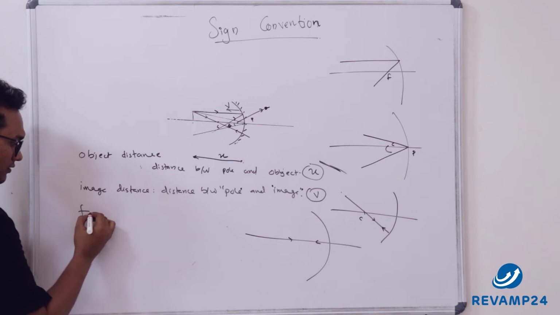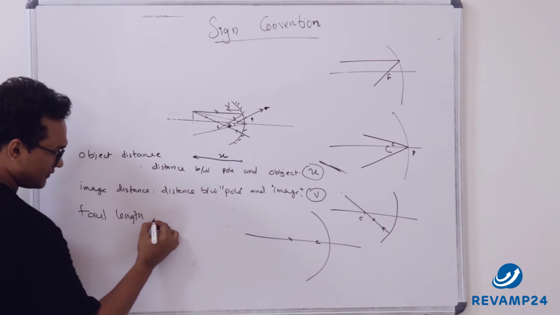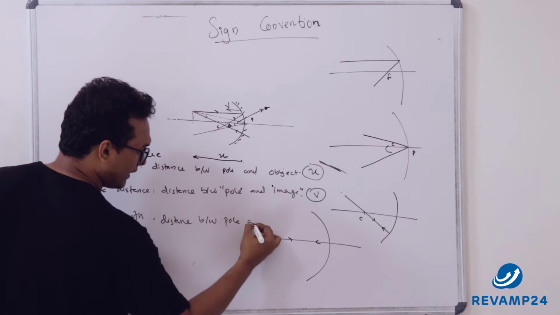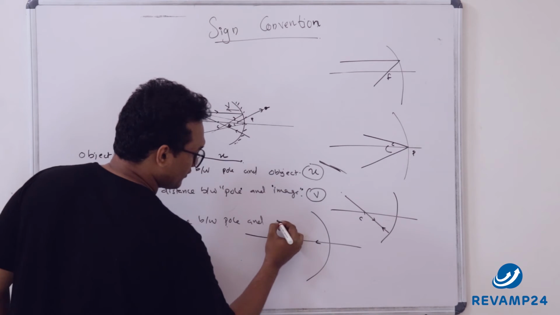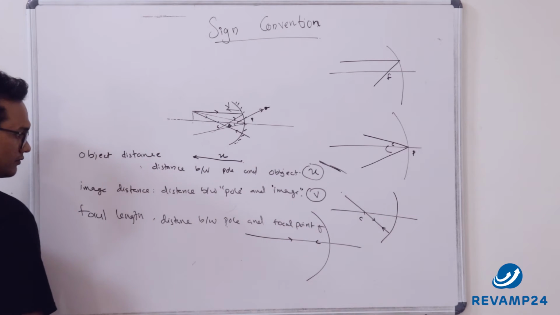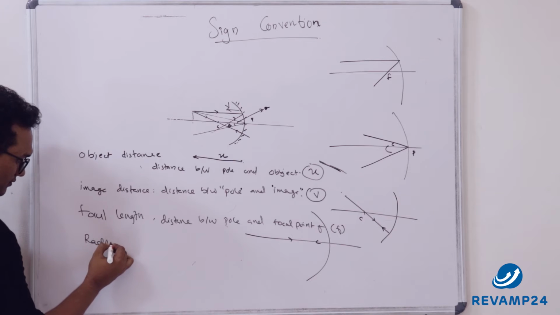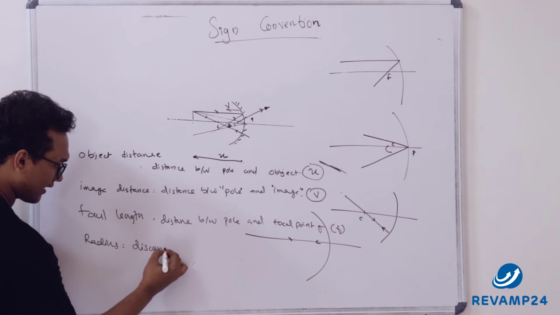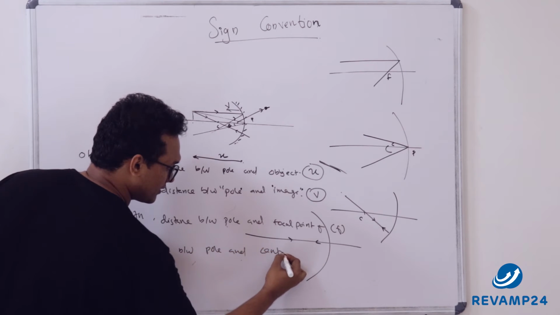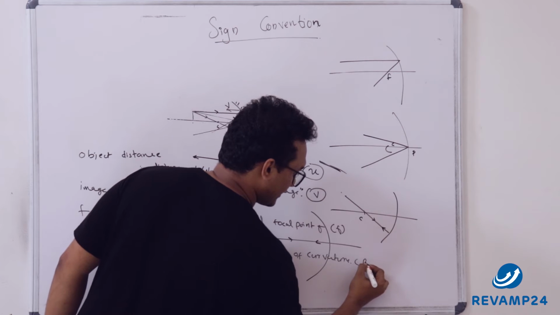Now what is focal length? Focal length is the distance between pole and focal point F, and that is represented as F. Next thing is radius, that is the distance between pole and center of curvature, that is marked as R.